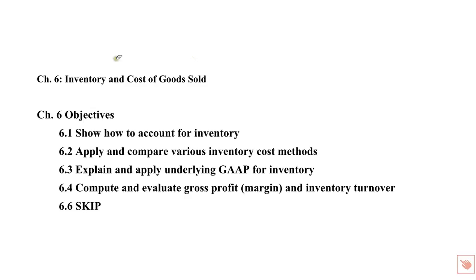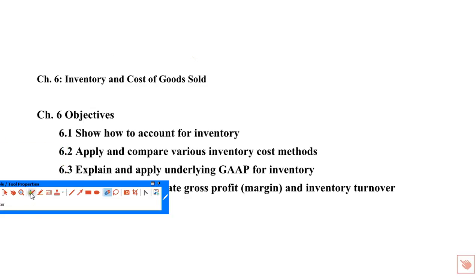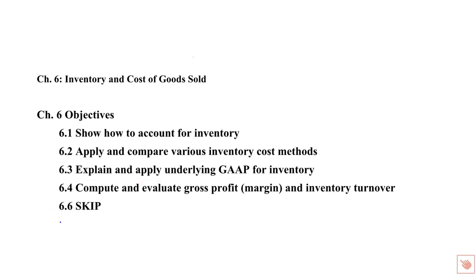We're starting with Chapter 6, and we're still in current assets. The textbook follows current assets, long-term assets, liabilities, stockholders' equity. So we are in inventory, and associated with inventory is the cost of goods sold. Notice we're going to skip Objective 6.6.